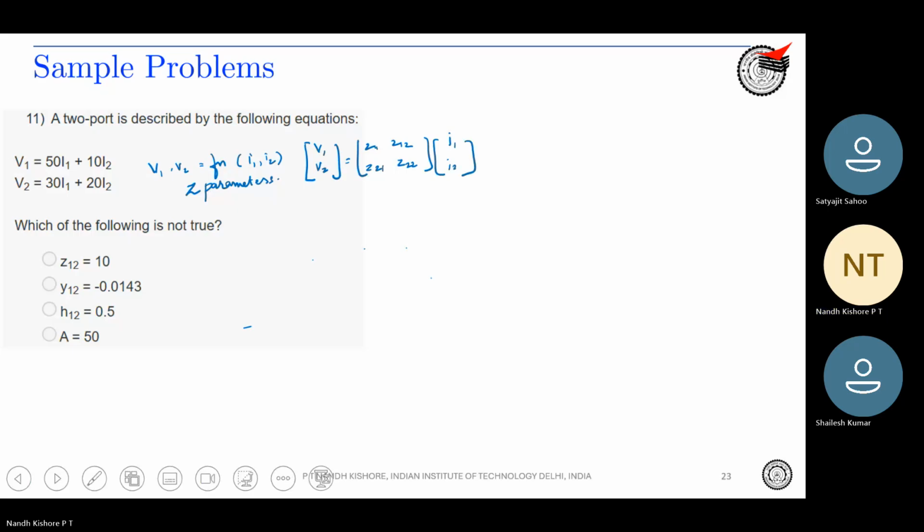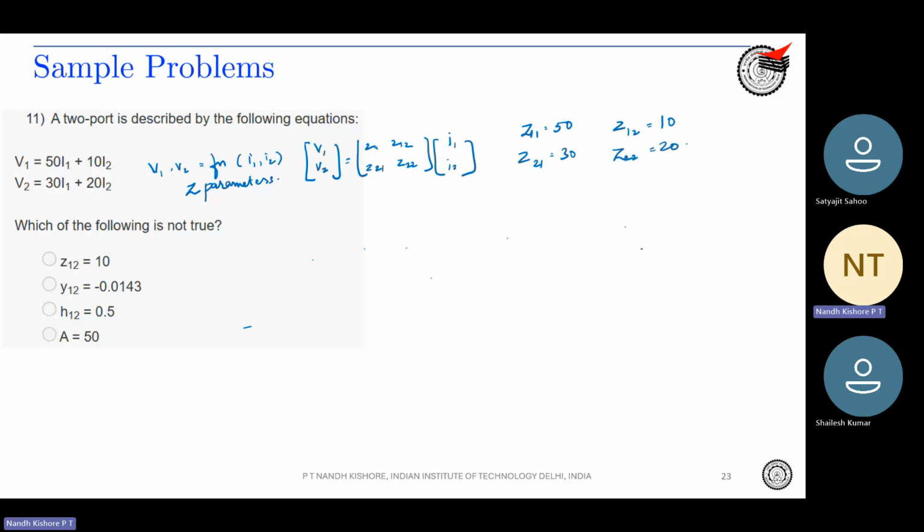From this itself you can write Z11 is 50, Z21 is 30, Z12 is 10 and Z22 is 20. Which of the following is not true? Z12 is 10. So this is correct. And the remaining are from other parameters, so we have to find out the others as well.